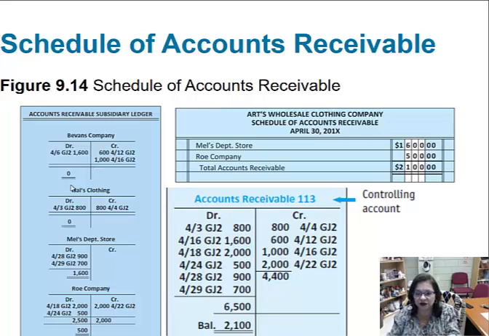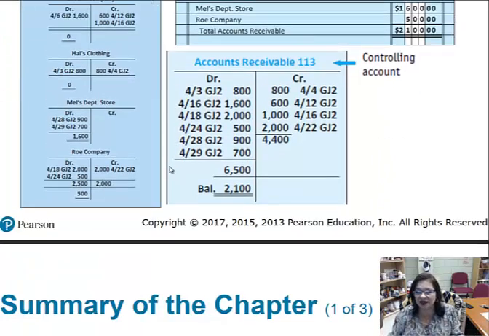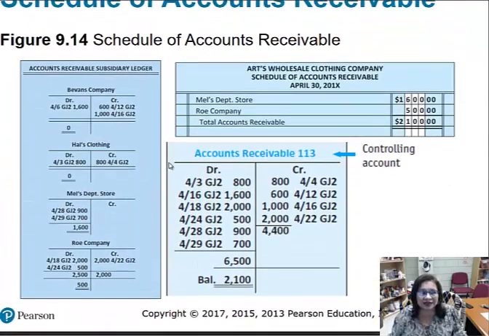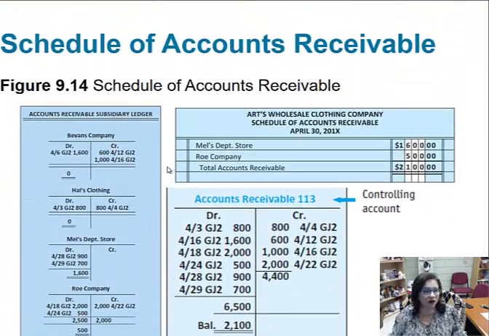Notice, Bevins paid you. Notice, House Clothing paid you. So the only ones that still owe you are Mel's and Row. And guess what? Voila. It is still going to balance. It has to balance because you're recording it on a daily basis. So this is the chapter as a whole, all right?